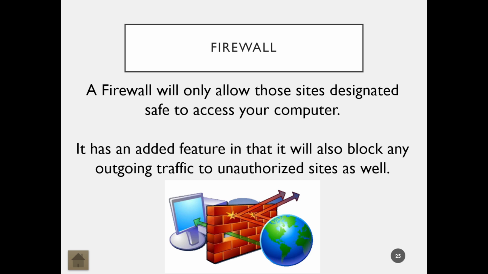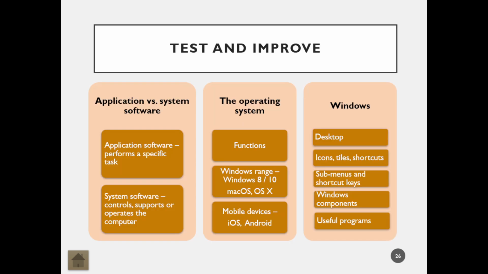And folks, that's it for module 1.2, where we've now looked at the difference between application software and system software. We've looked at the operating system, its functions and examples, and we've also looked at the Windows environment as well.